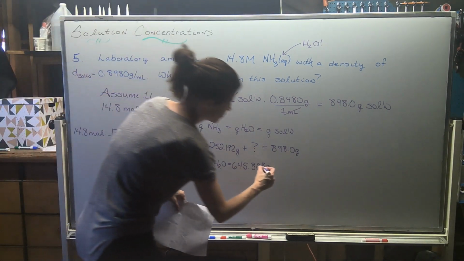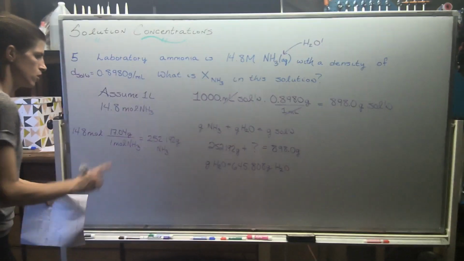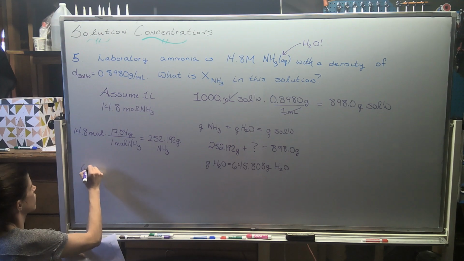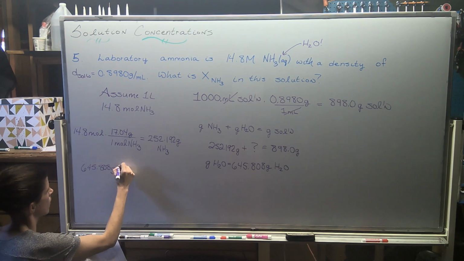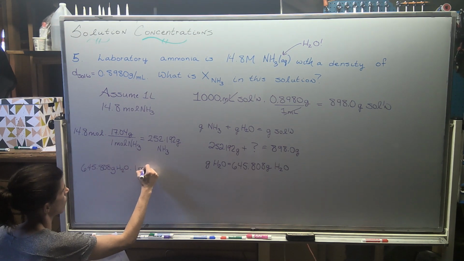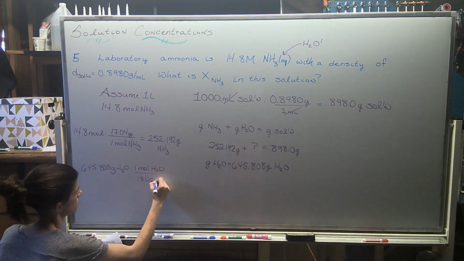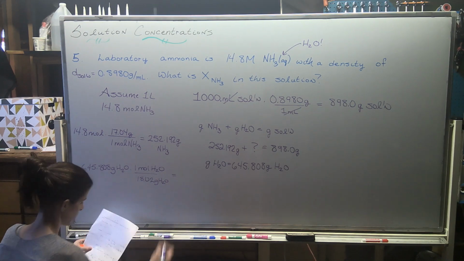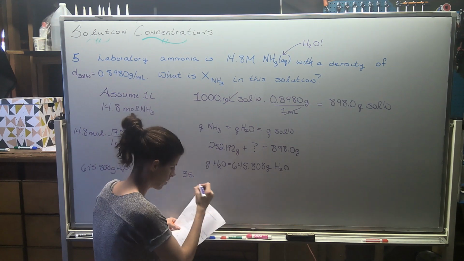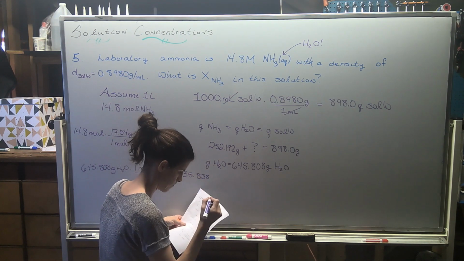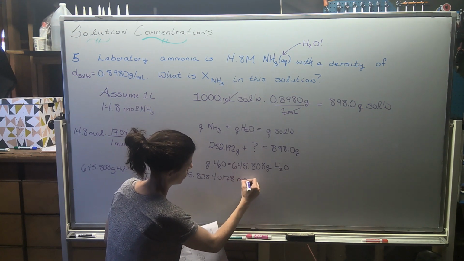Where to go from there? So that's grams of water. And this is a mole fraction problem. So I'm going to take those grams of water and convert them to moles of water using molar mass. So with that, I get 35.83840,178 moles of water.